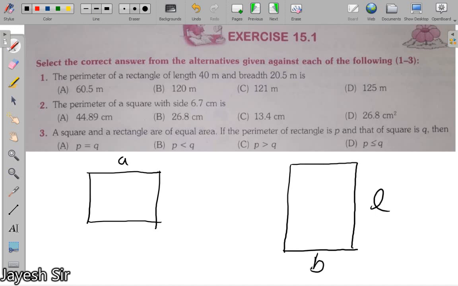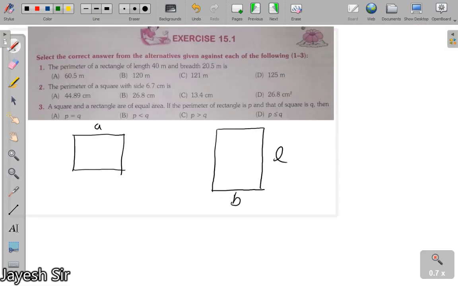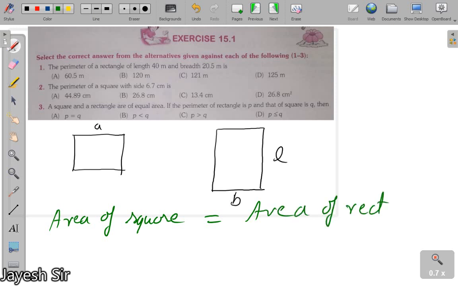Area of square and area of rectangle are equal. That means area of square is equal to area of rectangle. Here area of square is A into A, A squared. Area of rectangle is L into B.